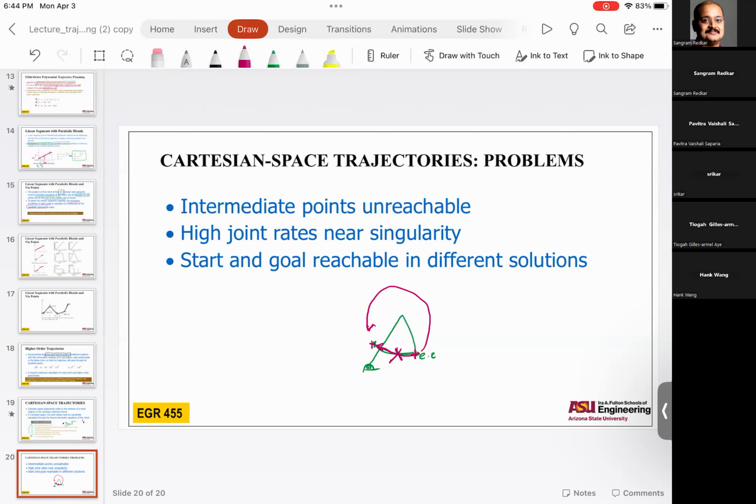So with this, we are done with this trajectory planning chapter. And there is a homework or assignment on trajectory planning. I think you should be able to do that.